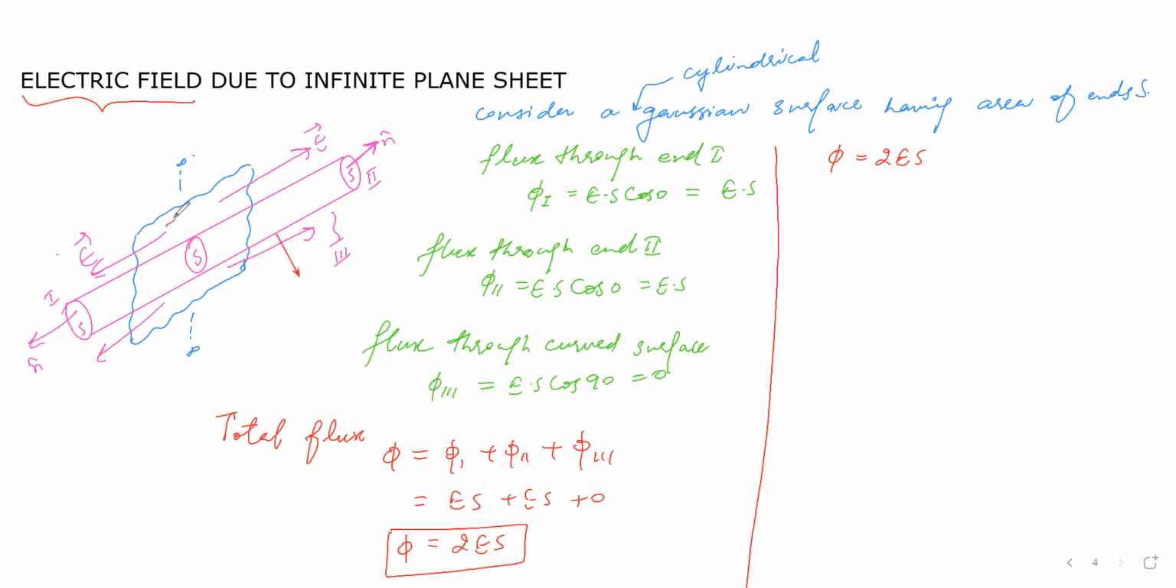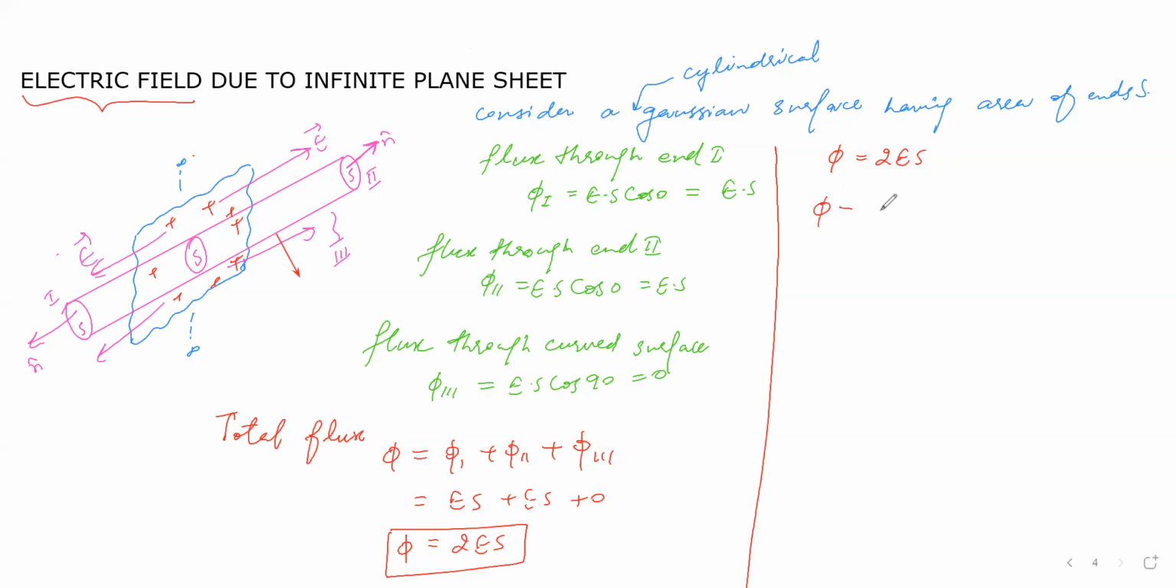Which type of charge density is available on this surface? It is surface charge density. So sigma is equal to Q enclosed over S, sigma is equal to Q by S. That is, sigma is dQ by dS.